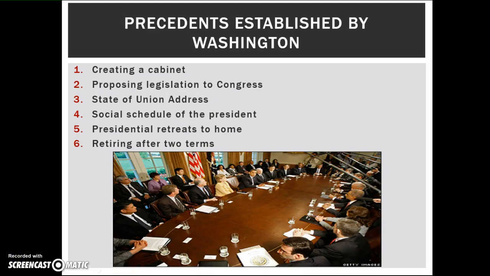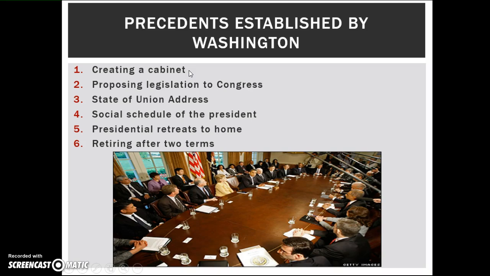Because Washington was the first president, he established many precedents. You should remember that a precedent is something that is set by someone that all people after that will follow. Basically, this means that Washington established 6 practices of the presidency that all presidents still do to this day. These precedents include creating a cabinet, proposing legislation to Congress, giving a State of the Union address, setting the social schedule of the president, allowing the president to take vacations to their home, and retiring after 2 terms.